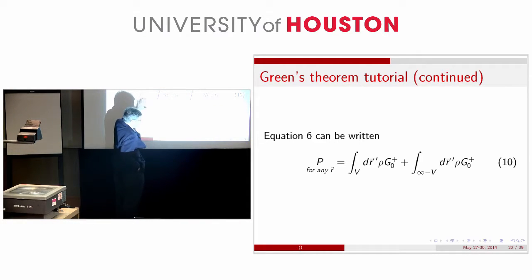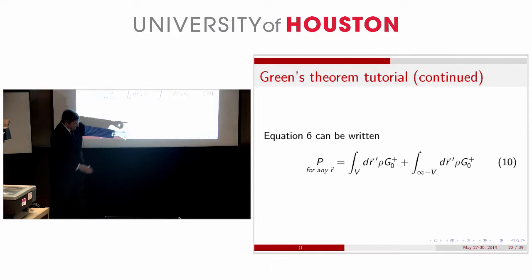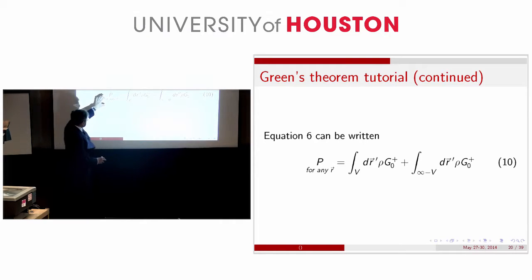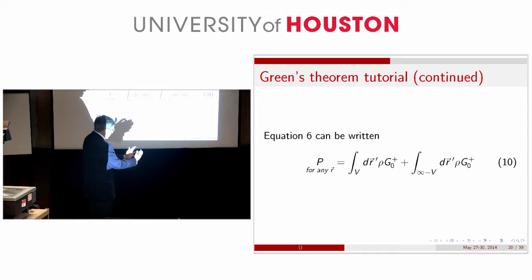The field for any R is G0 plus rho integrated over the universe. I integrate over all the sources, I get the field everywhere, yes? But everywhere can be broken up into an integral on the volume plus everything outside the volume. That's the same as everywhere, yes? This came from a different starting point, right? For a field, this gives you the field in any position. It's just a breakup into the contribution from the volume and then outside the volume.